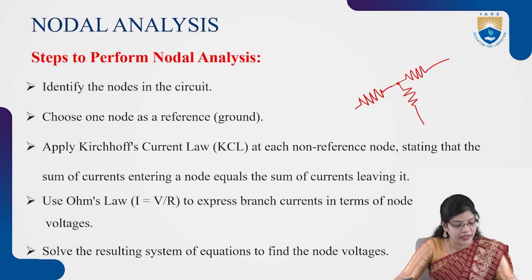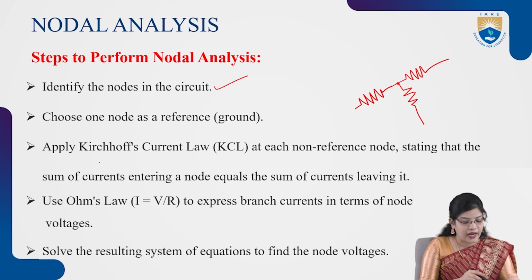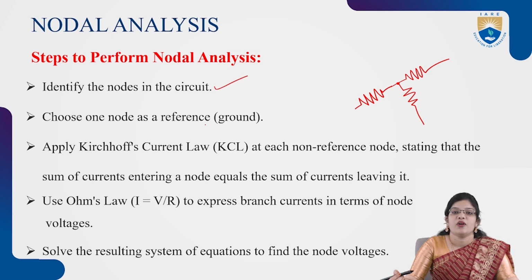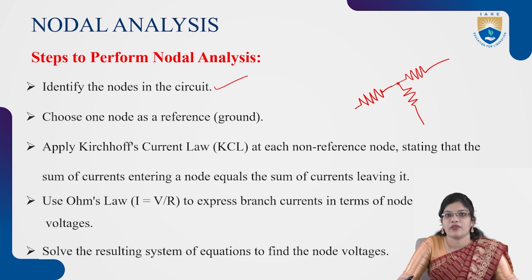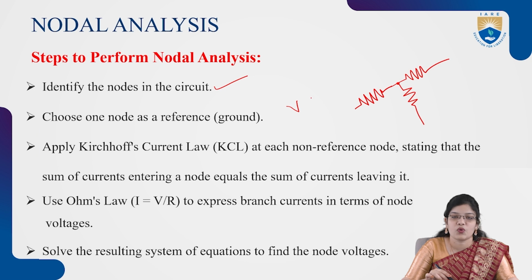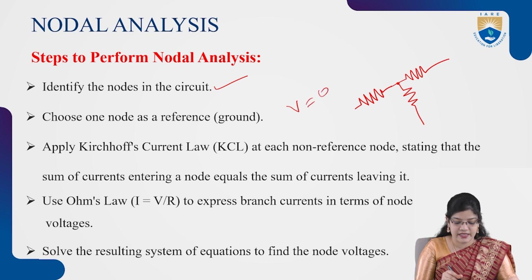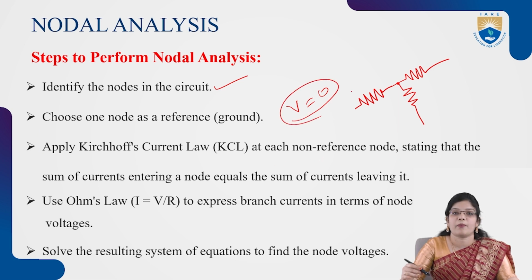First step, we have to identify the nodes in the circuit and choose one node as a reference node. From the nodes we have identified, we choose one as the reference node, which is also called the ground node, and the voltage across it will be equal to 0. Then the third step, we need to apply KCL at each non-reference node, stating that the sum of currents entering a node equals the sum of currents leaving it.